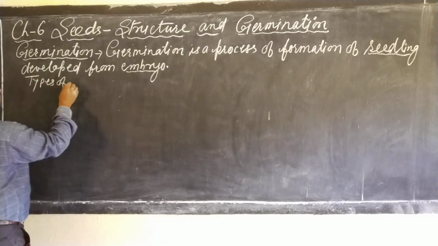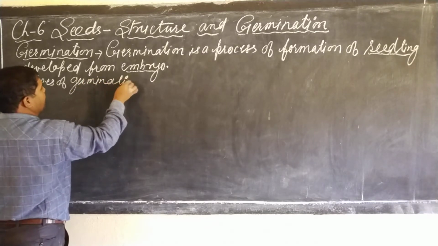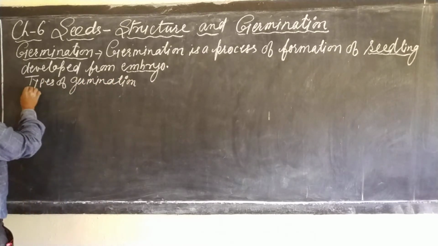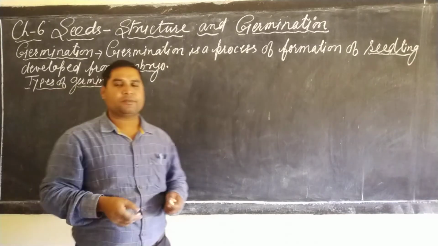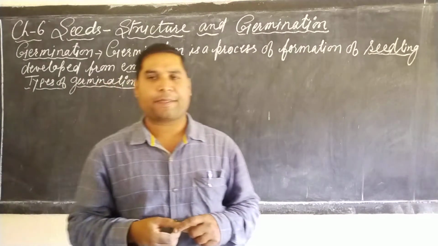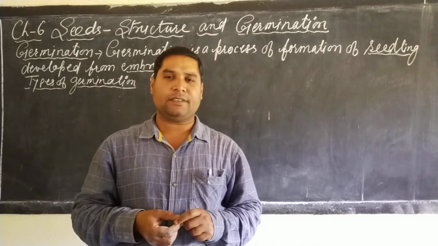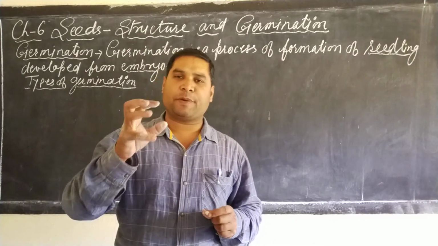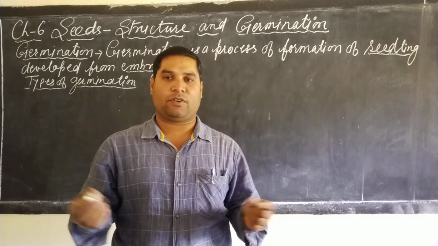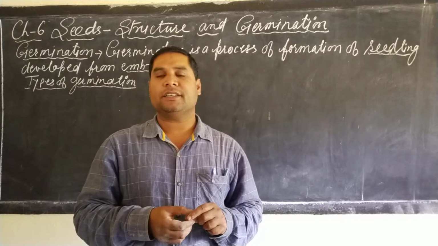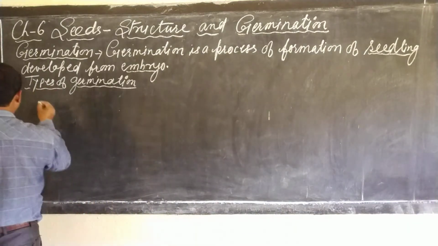Types of germination. Dear student, basically germination is of three types: apical germination, hypogeal germination, and a special type of germination known as viviparous germination, or vivipary germination. So let us see first apical germination.